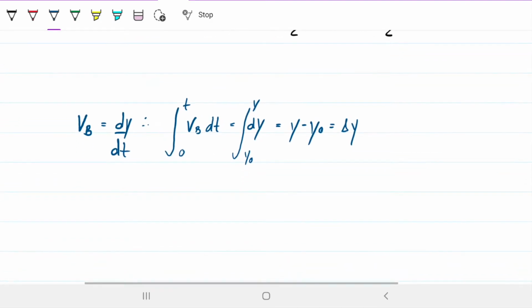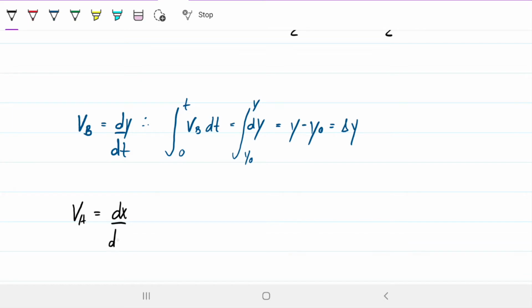So I'm just going to leave that for now, and I'm going to define my VA. I know my VA is just how my position on the x vector that I created is changing with time. So therefore, I integrate from 0 to t of VA dt equals x minus x naught, which is this delta x, which is the 2 meters that A has traveled.